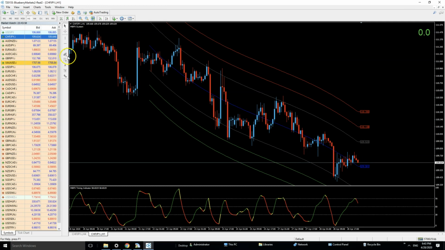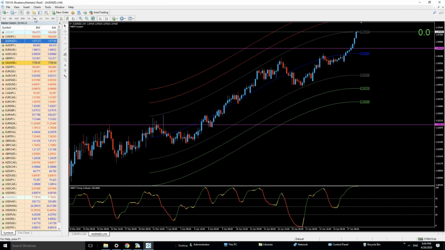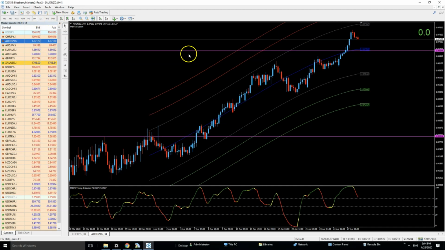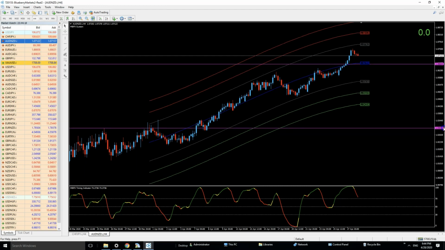So, right, let's go on to some other pair. AUD/NZD is in an uptrend. At the moment, we can see it's probably having a retracement within the general uptrend, but it's also good to have an idea of where your daily support and resistance is. I think that is really important.